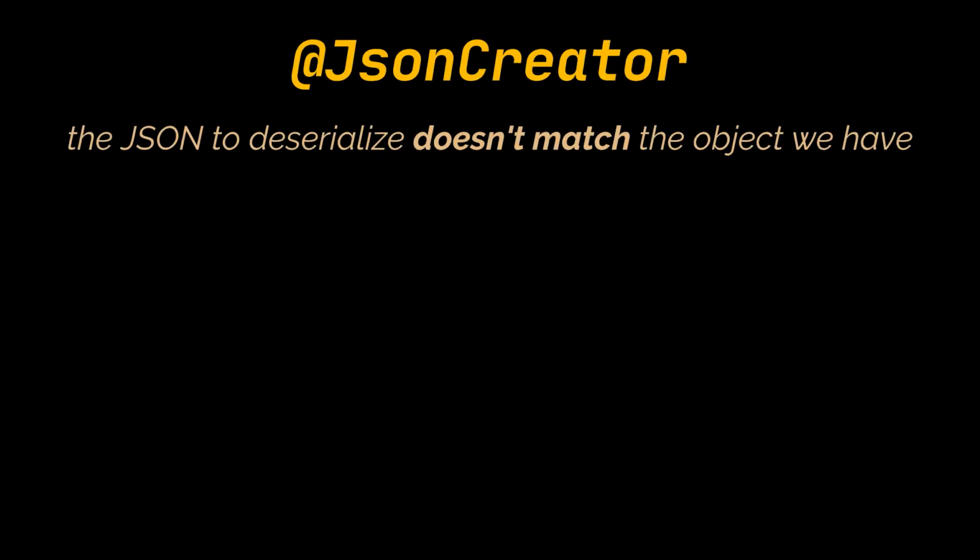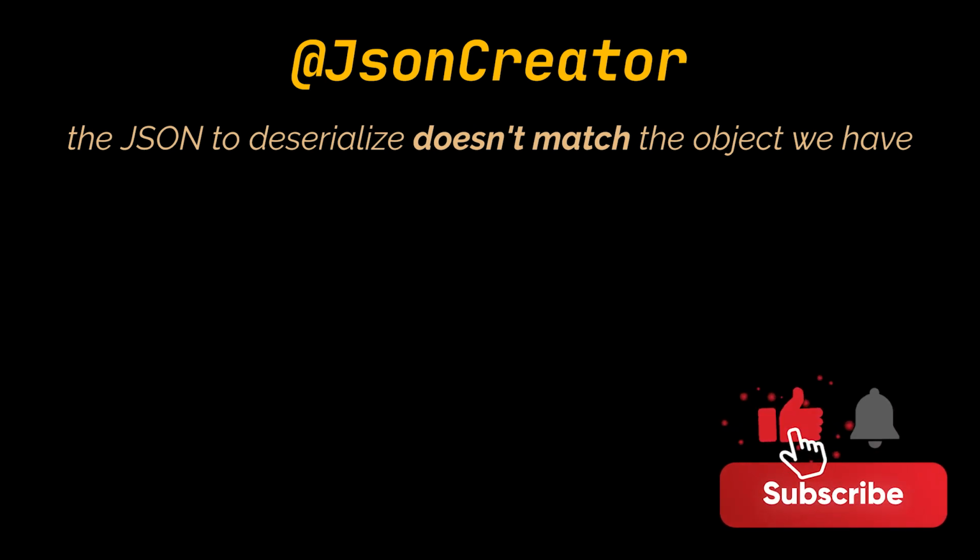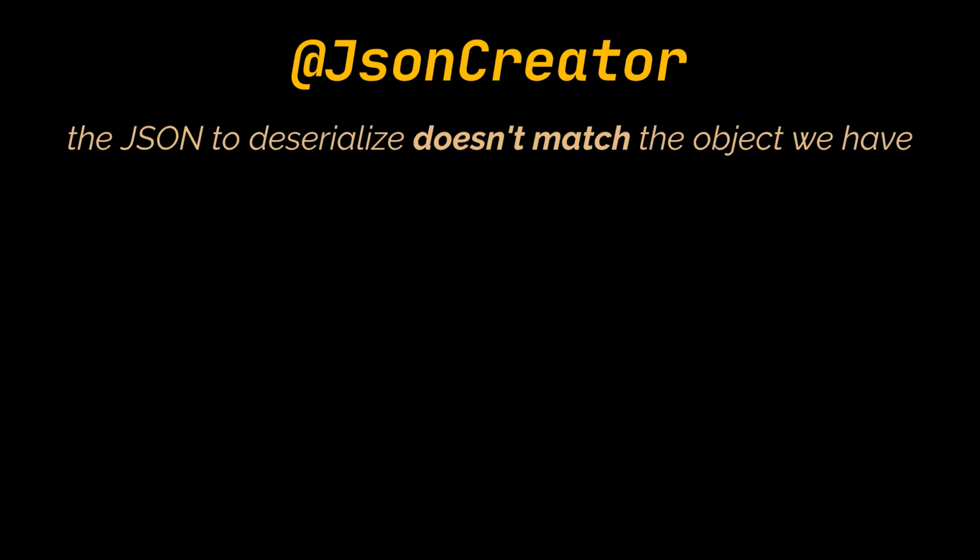Okay, now that we've covered serializing, let's explore the Jackson deserialization annotations and start with the @JsonCreator annotation. This one is used to tune the constructor used in deserialization. It's very useful when we need to deserialize some JSON that doesn't exactly match the object we need to get.